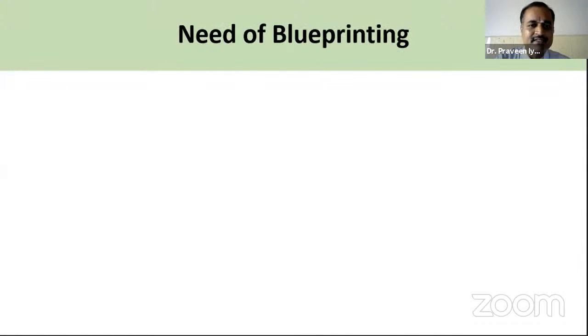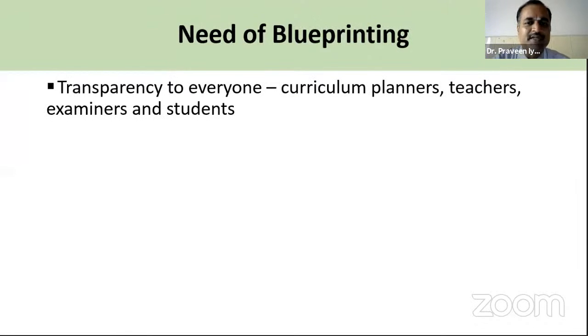So coming back to the need of blueprinting, it will help provide transparency to everyone. Now, who are these everyone? The curriculum planners, the teachers, examiners, and students. Because as we all know, there is a cycle, or you can say there is an educational spiral, where the syllabus, which is broken down into various competencies and learning objectives, has to be aligned to the teaching learning methods and the assessment. So this is an educational spiral, and any change that happens in each of these components is going to have an impact on each other. So therefore, if you have blueprinting in assessment, it will provide transparency to everyone to look at all the aspects of the curriculum.